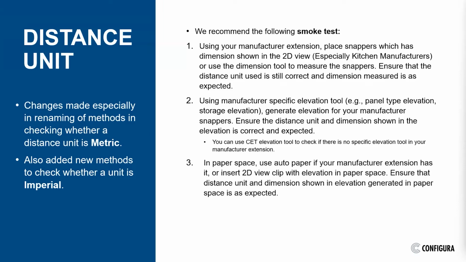So the third one is in paper space. Use auto papers if your manufacturer extension has it, or insert a 2D view clip with elevation in paper space, and ensure that the distance unit and dimension shown in the generated paper space is as expected. Try to test it with print preview and also generate the print report.